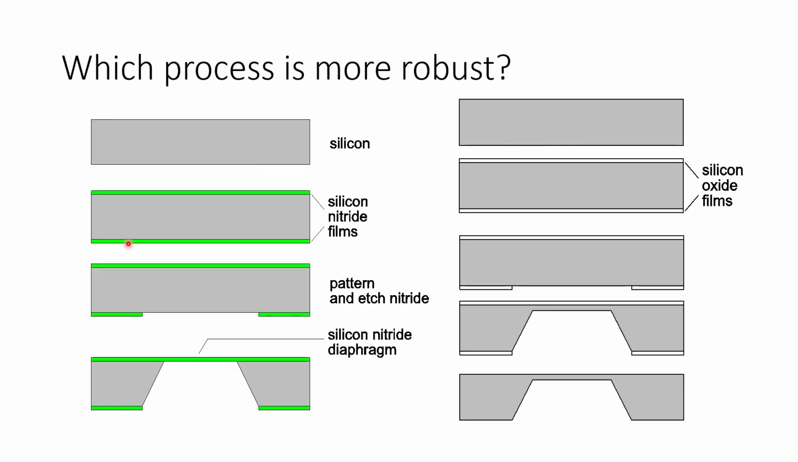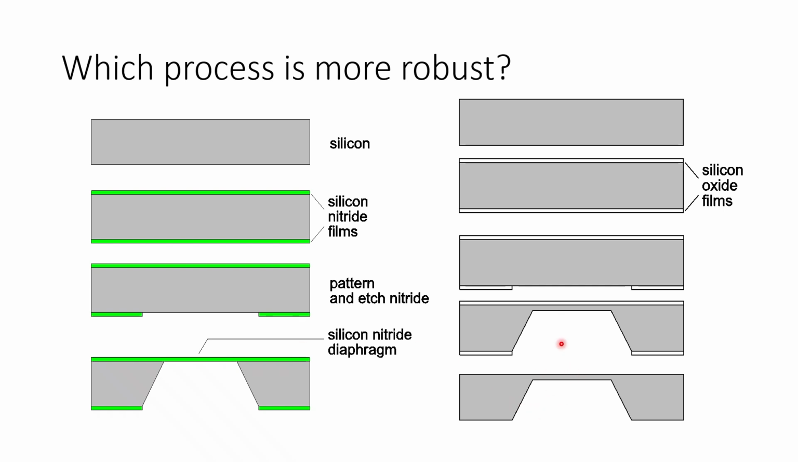Now here's a pop quiz. Which process below is better for forming a membrane? Number one process forms a silicon nitride membrane, LPCVD silicon nitride. Number two process forms a silicon membrane. So in terms of materials, single crystal silicon is definitely better than LPCVD silicon nitride.